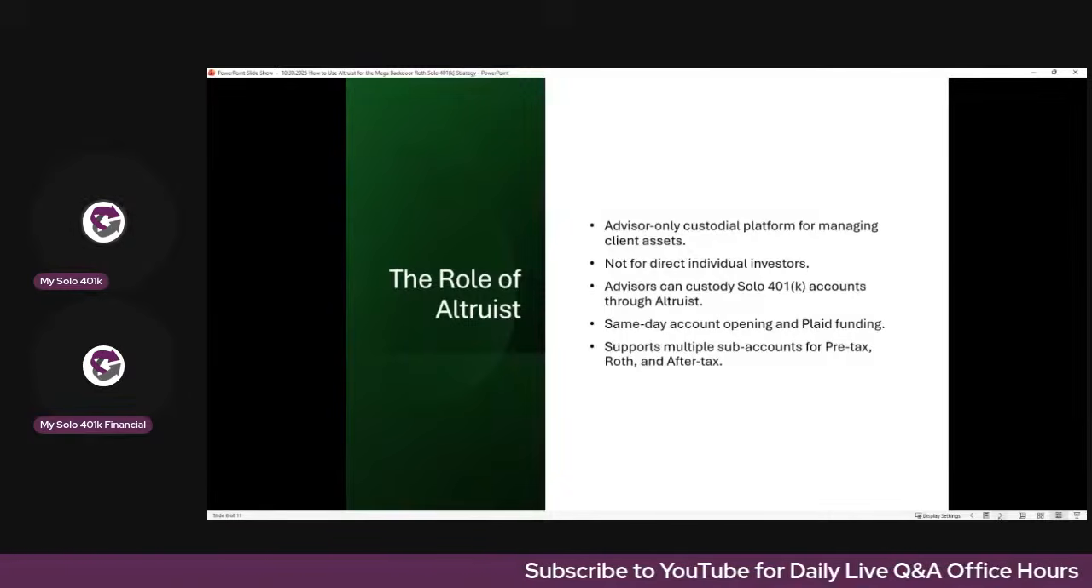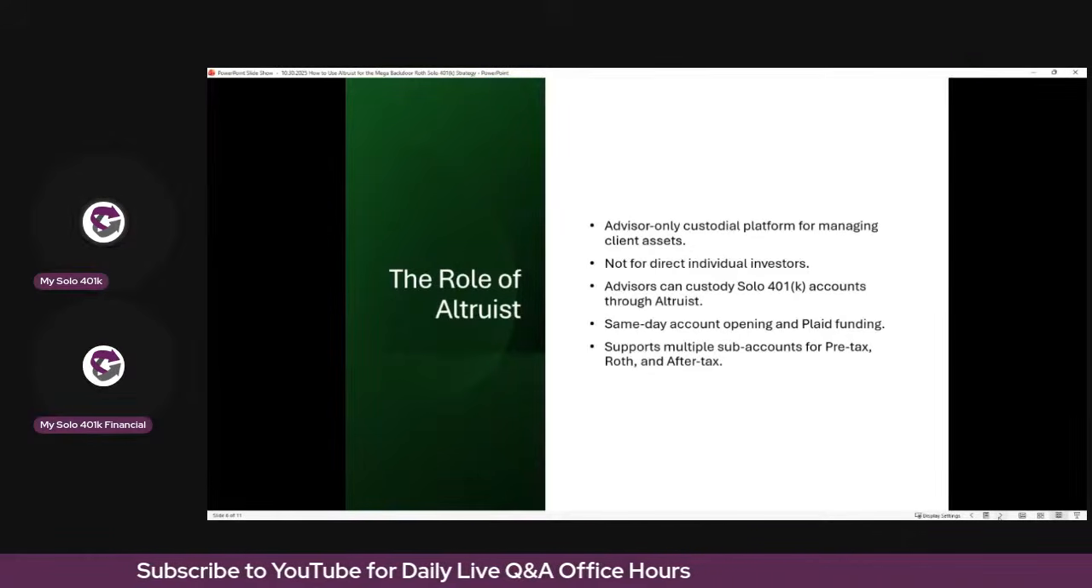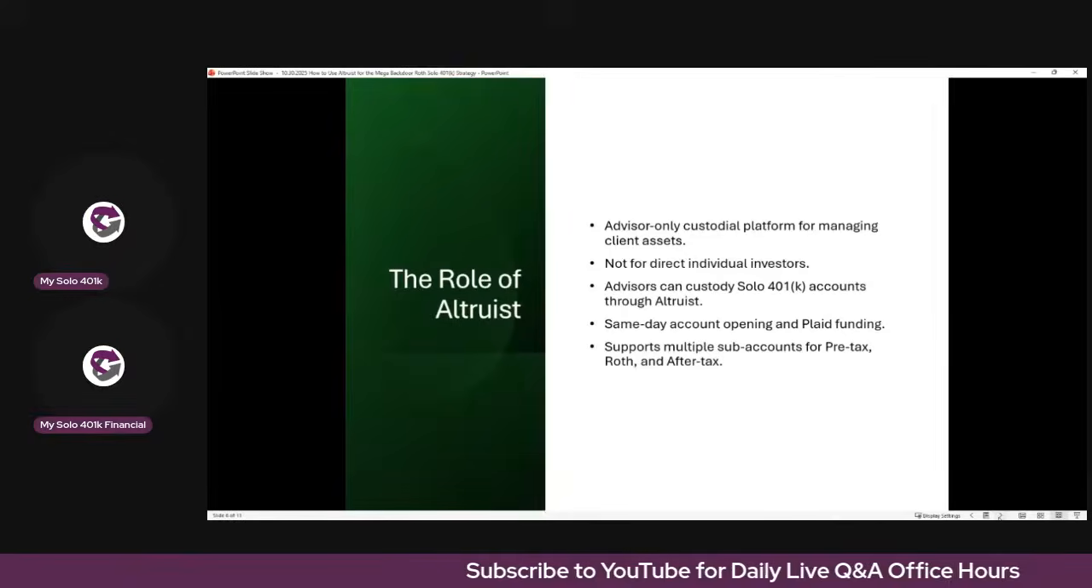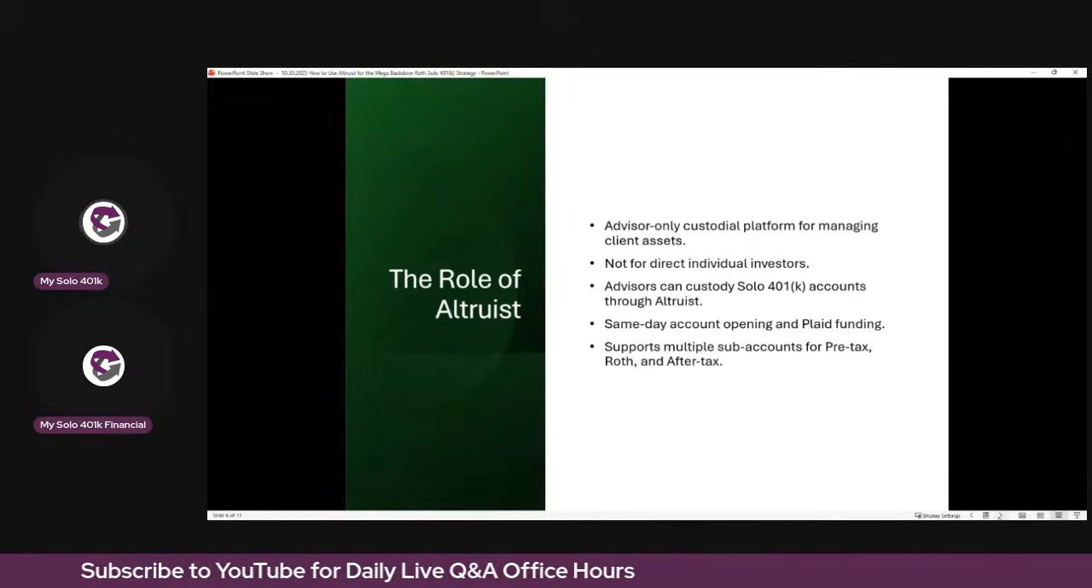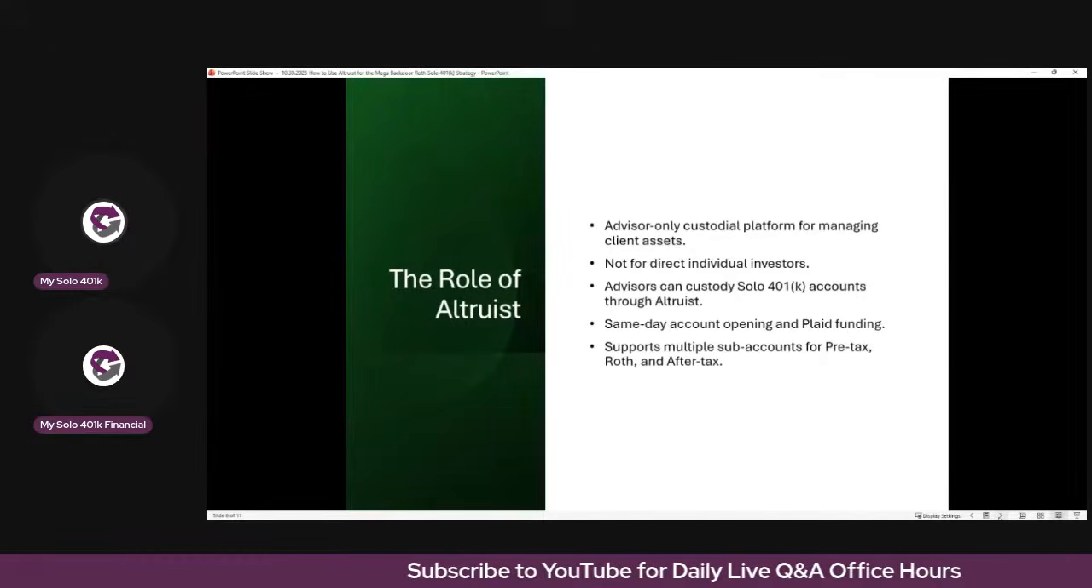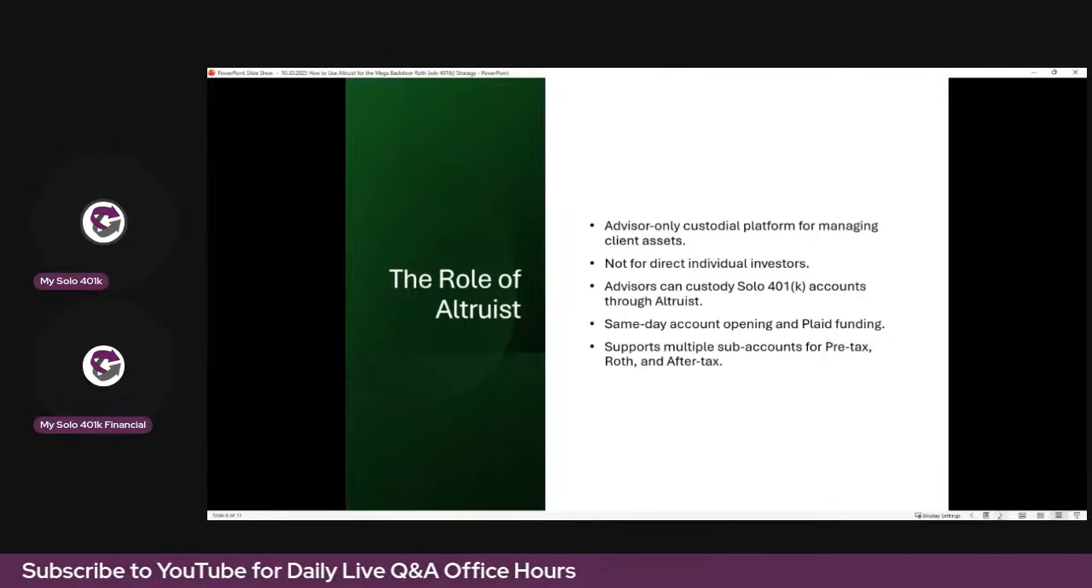But Altruist created a separate account type called retirement trust accounts. So that's the account type that you would use. So you would first obtain the plan documents. We would draft those plan documents within the same business day when someone signs up. Once the client or the advisor returns the completed and signed documents, we obtain the EIN number for the plan, and then that EIN number is used to open up the accounts.